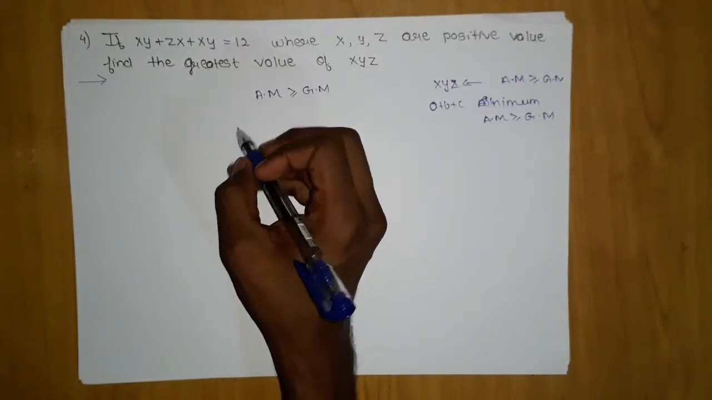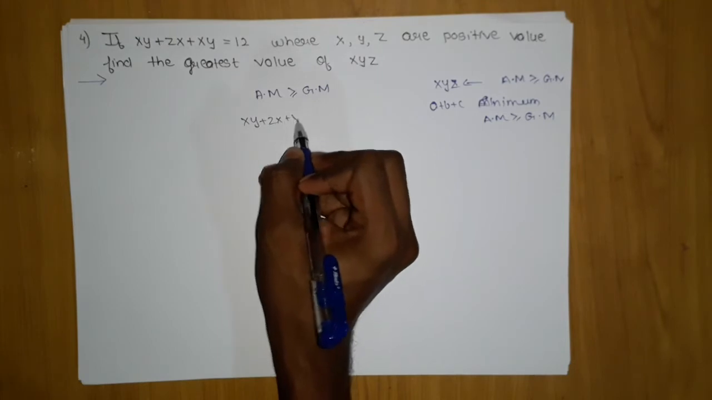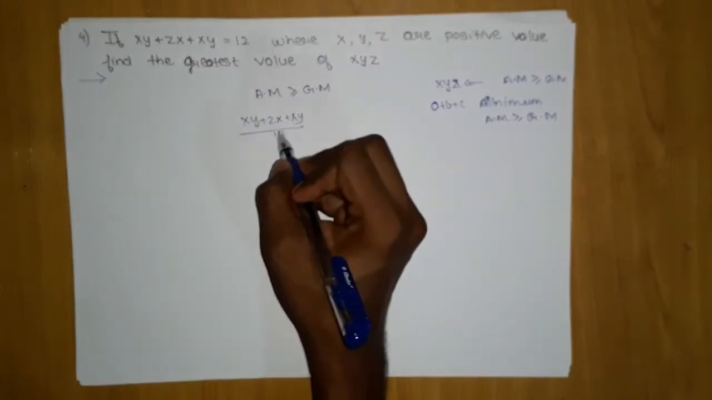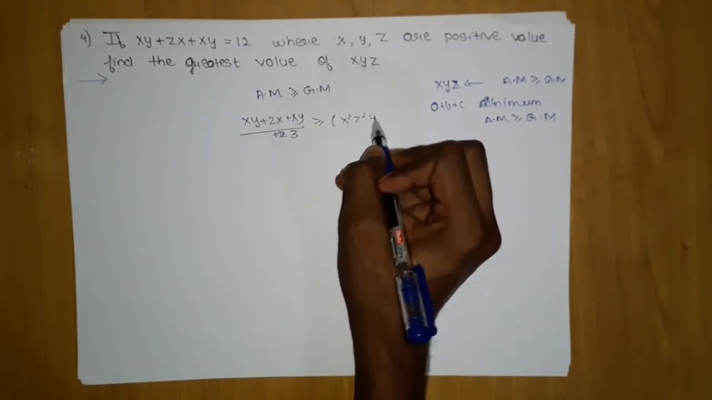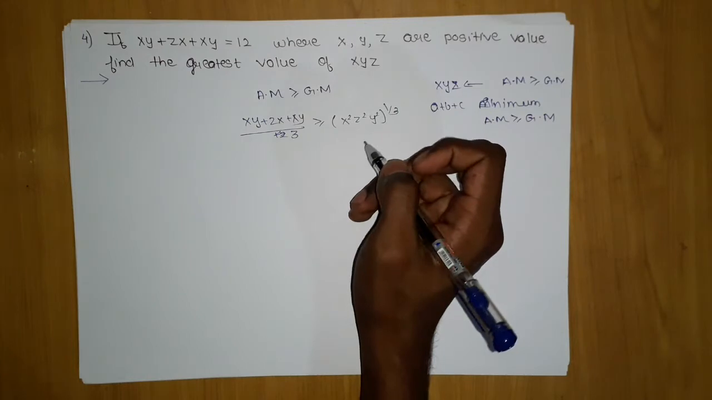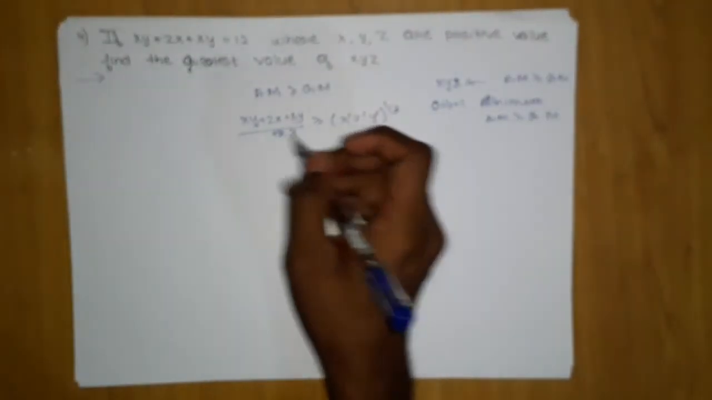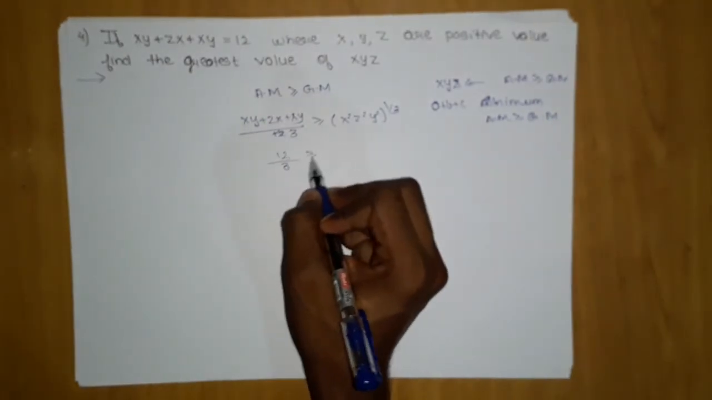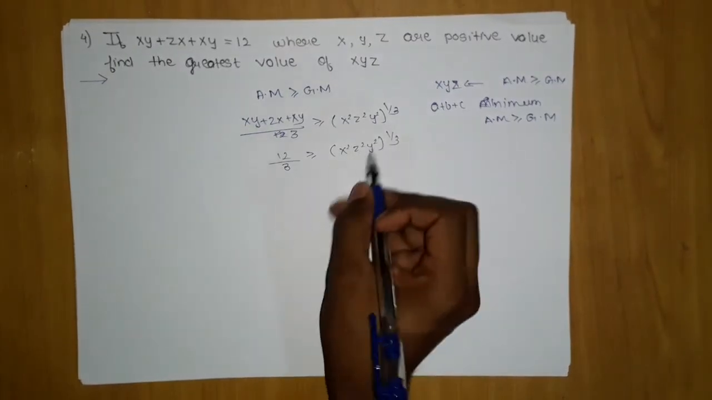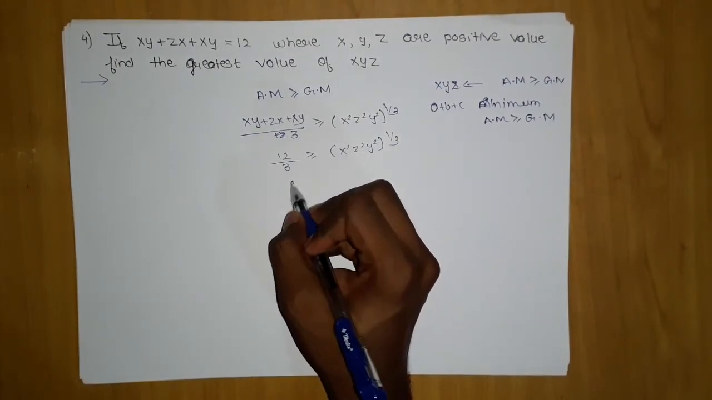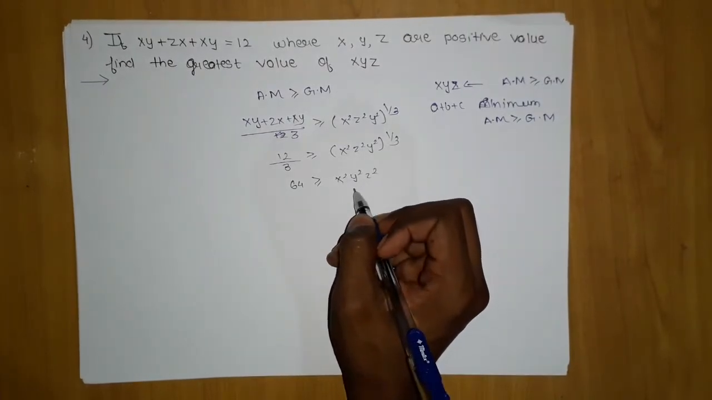So what we are going to get is (xy plus yz plus zx) upon 3 greater than or equal to (x square y square z square) to the power 1 by 3. Since we have multiplied these 3 terms, we will get this. It was very obvious. Now if I substitute 12 by 3, it will be greater than or equal to (x square y square z square) to the power 1 by 3. This will become 4. When I take 4 cube, it will be nothing but 64 greater than or equal to x square y square z square.